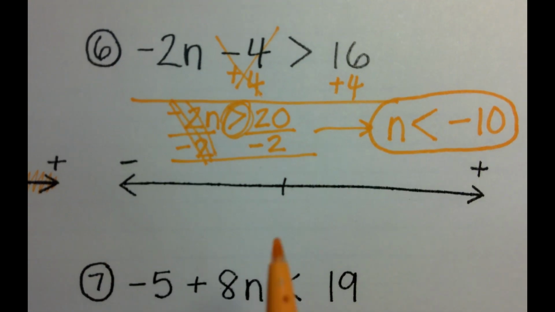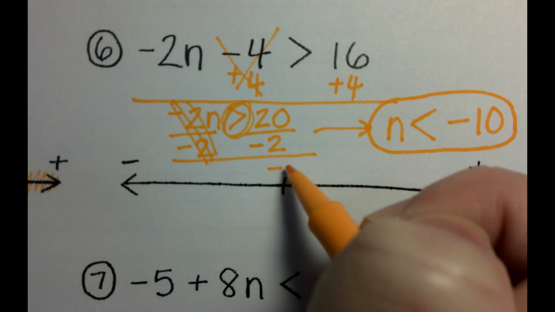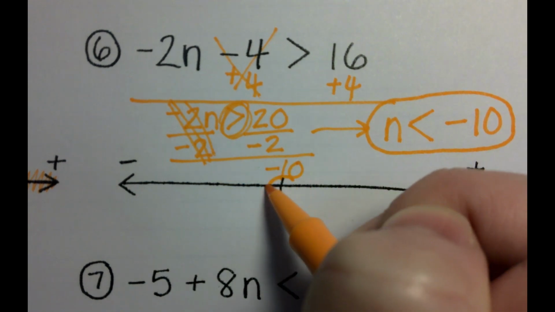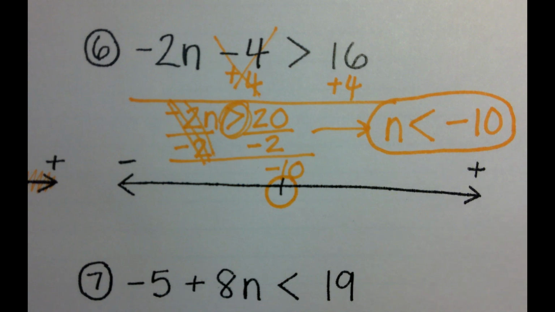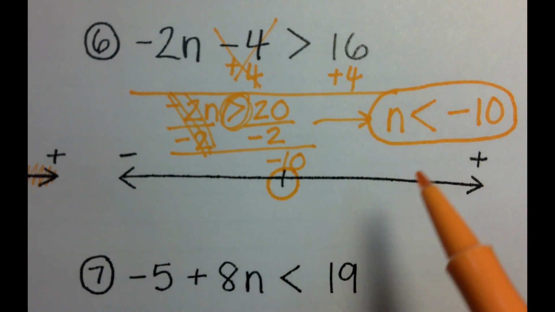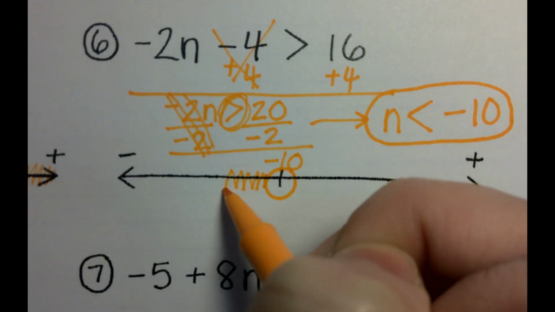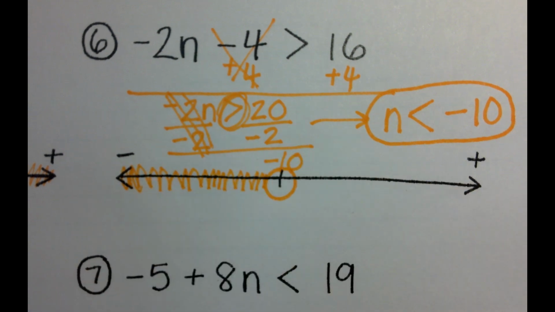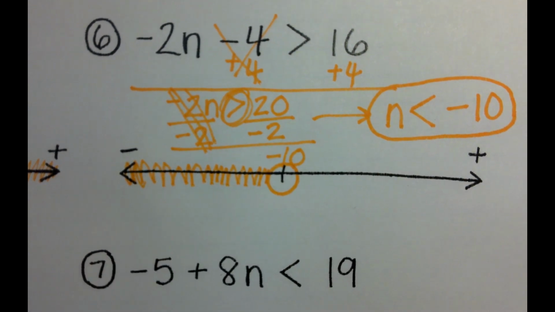So what's my graph going to look like here? -10. -10 on the tick mark. Circle and shade to the left. Circle, is it open or closed? Open. Open, good. And then we shade to the left. It's less than. Good.